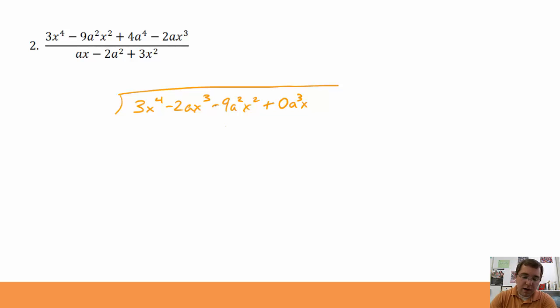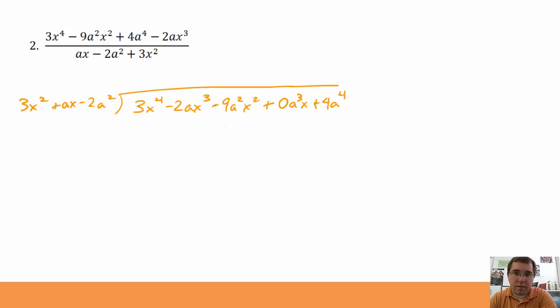So notice the powers of x are decreasing as I go from left to right, and the powers of a are increasing as I go from left to right. So this needs to have an a cubed, because I just had an a squared. And then the last term is the term that doesn't have any x's at all, but has an a to the fourth, so 4a to the fourth. On the outside, I do the same thing. I write it in decreasing powers of x. So 3x squared plus ax minus 2a squared.